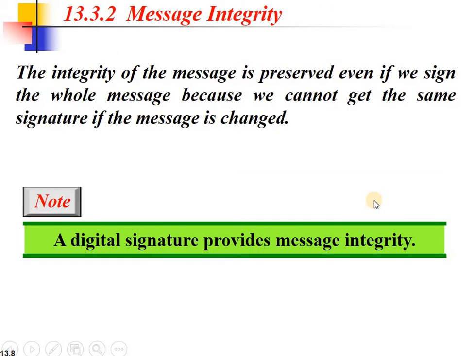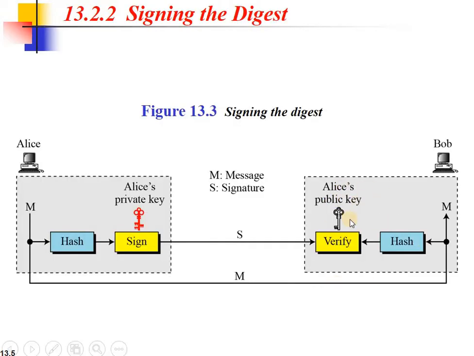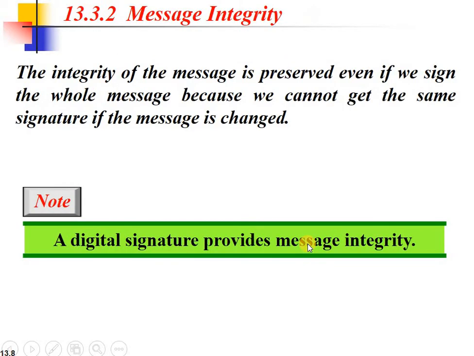The second one is message integrity. Message integrity means if we sign the whole message, we cannot get the same signature if the message is changed. So the signature has to be verified along with Alice's public key. If the signature is the same, then you can see that the integrity service is maintained by the digital signature.